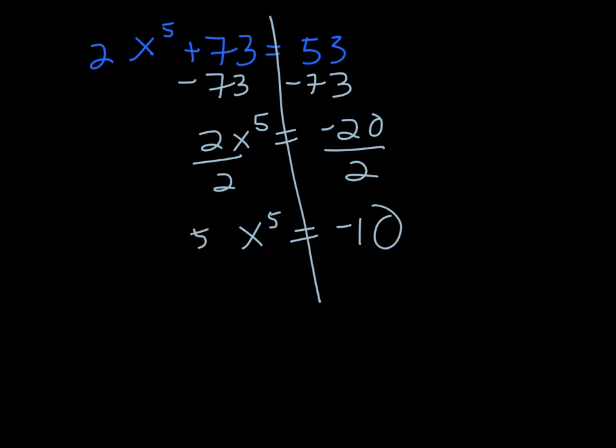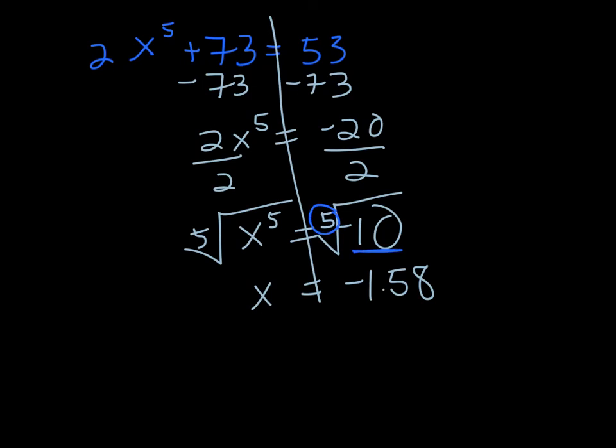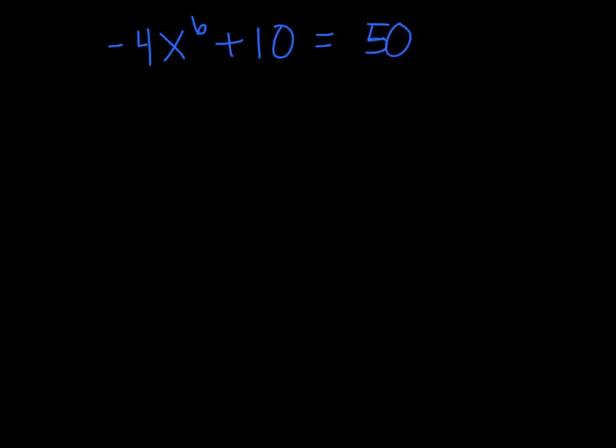And then I'm going to take the fifth root to get x by itself. And the fifth root of negative 10 is negative 1.58. And since I took the odd root of a negative number, there's only one answer, and that's negative 1.58.